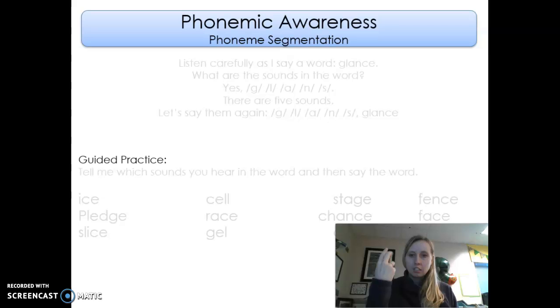Stage, four. Chance, four. Dodge, three. Fence, four. Face, three. Page, three.